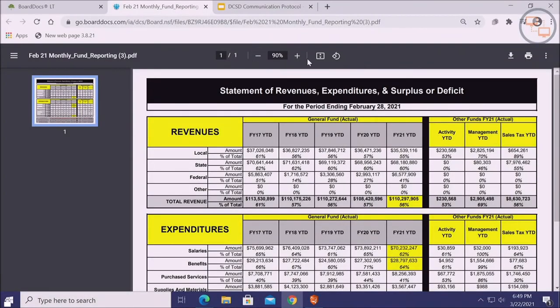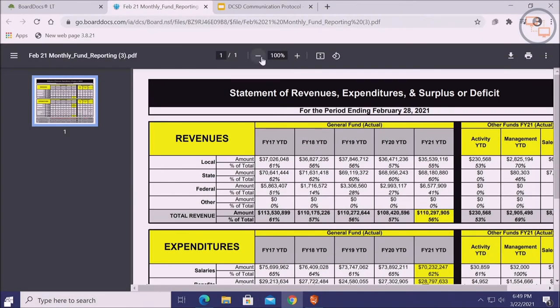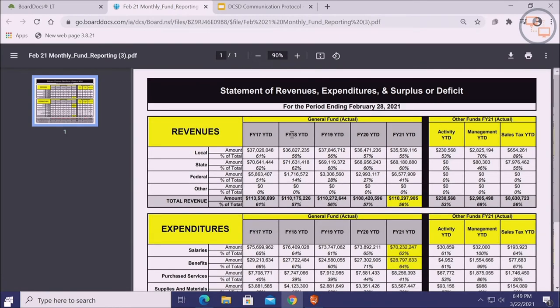If you go to the third item, perfect. This shows the general fund on the left, the revenues on the top and expenditures on the bottom. You'll see that 56% of our total revenue is received. That's not as high as we'd like it to be, but you have to remember that April is when we get our larger tax check. So it's where we expect it to be. It's running right along the trend of where we should be.